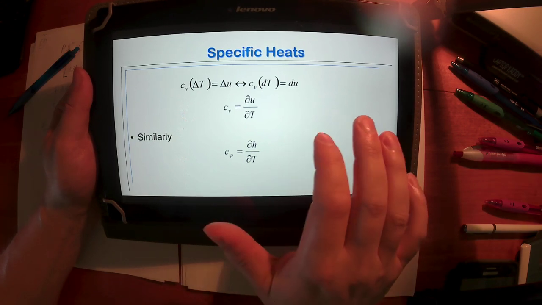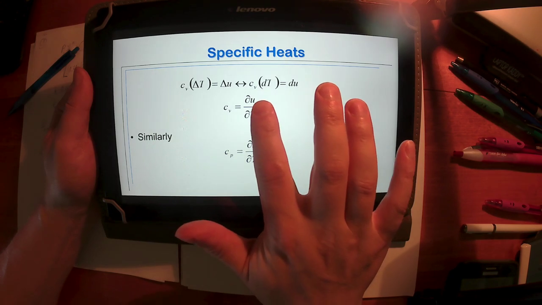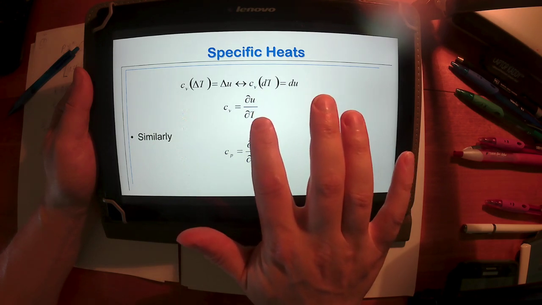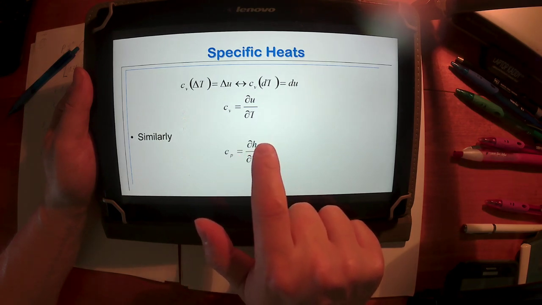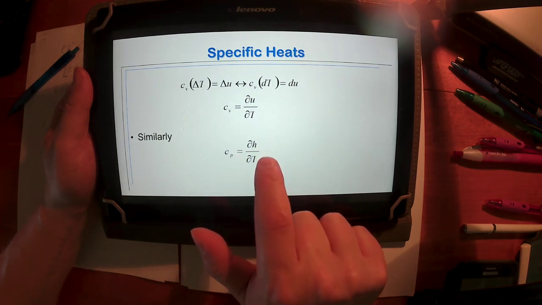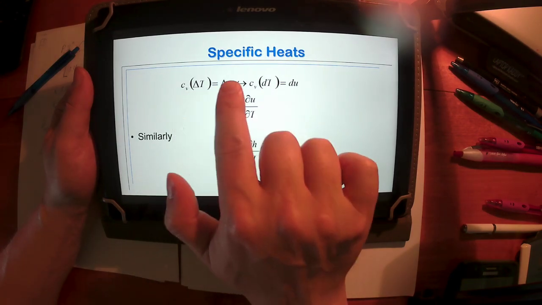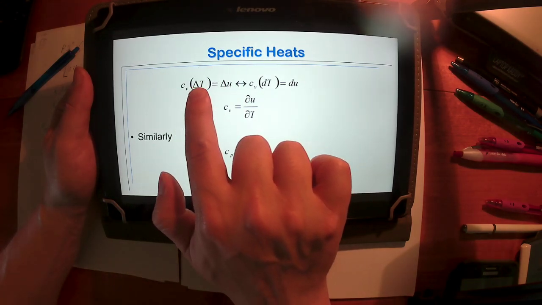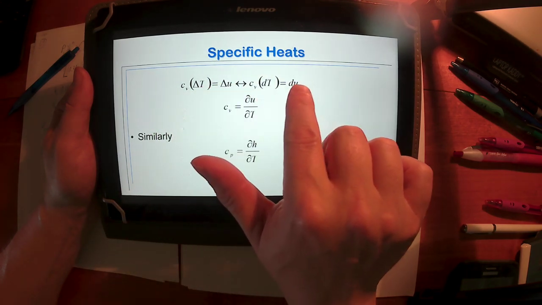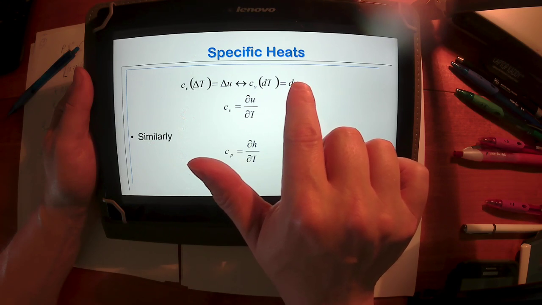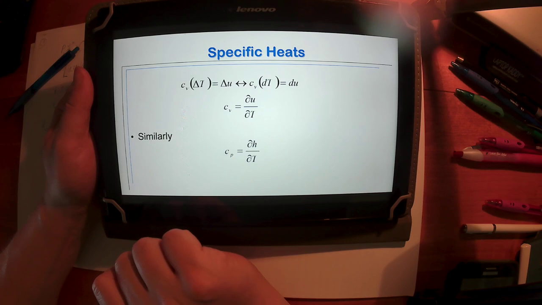Okay, so C sub V is going to relate a change in internal energy with respect to temperature. And C sub P is going to relate a change in enthalpy with respect to temperature. Again, by definition, a specific heat is the amount of energy required to change the temperature of a substance. If I go to the differential level, let's look at a differential amount of energy, a tiny little slice of energy, which represents a tiny little differential change in temperature.